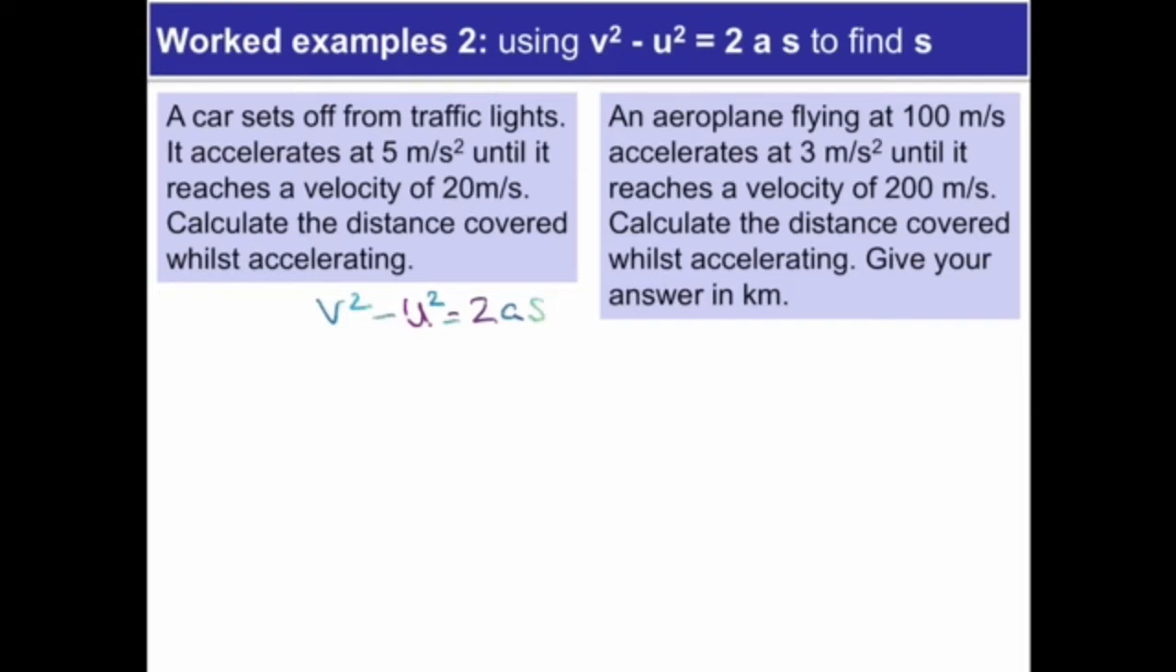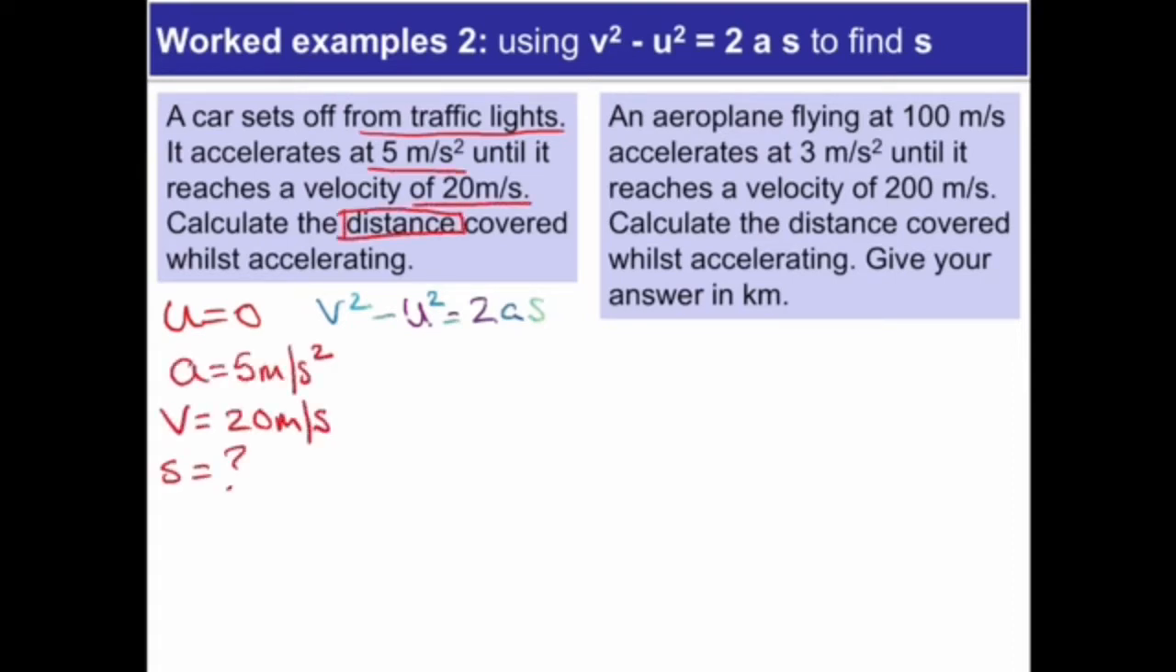Okay, so I need to pick out my data every single time. The car sets off from traffic lights, so again, that means it must have been stationary, so the initial velocity is 0. The rest of it is easy to pick up. We've got the acceleration of 5 meters per second squared, the final velocity of 20 meters per second, and we're asked to calculate the distance. So we write down the equation, we substitute in the data we've got, so 20 squared minus 0 squared equals 2 times 5 times s.